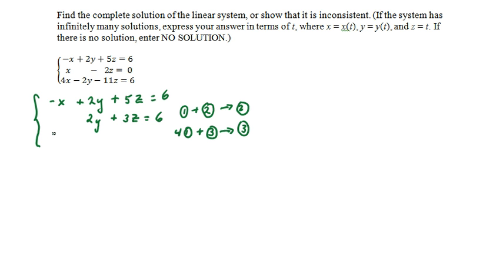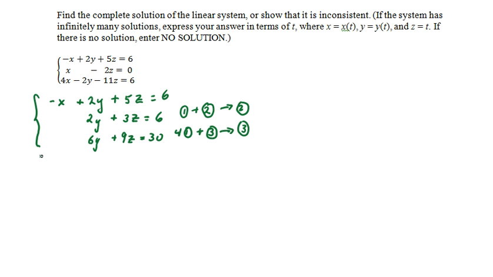Now, 4 times equation 1 would make negative 4x plus 4x. The x in the third equation is going to disappear. 8y plus negative 2y will make 6y. 20z minus 11z will make 9z. And 24 plus 6 will make 30.